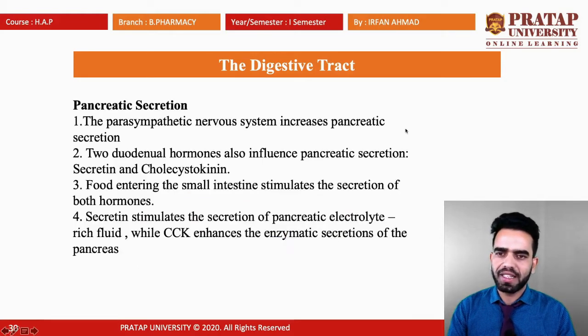Now, pancreatic secretions. The parasympathetic nervous system, which is present in human beings, increases pancreatic secretion. There are also two duodenal hormones produced from the duodenum which influence pancreatic secretion: secretin and cholecystokinin. Food entering the small intestine stimulates the secretion of both hormones. Secretin stimulates the secretion of pancreatic electrolyte rich fluid, and it enhances the enzymatic secretions of the pancreas.